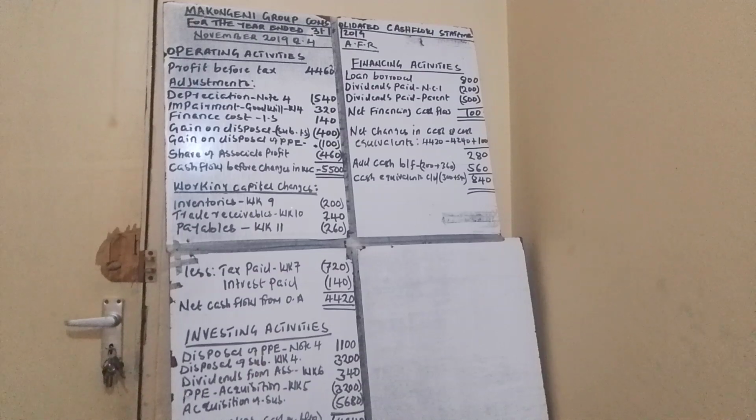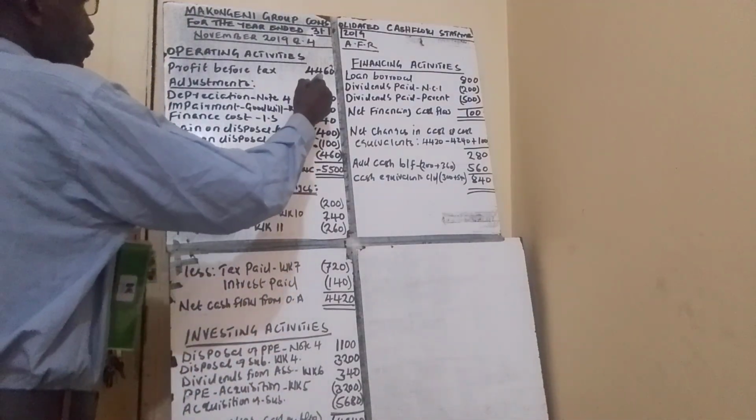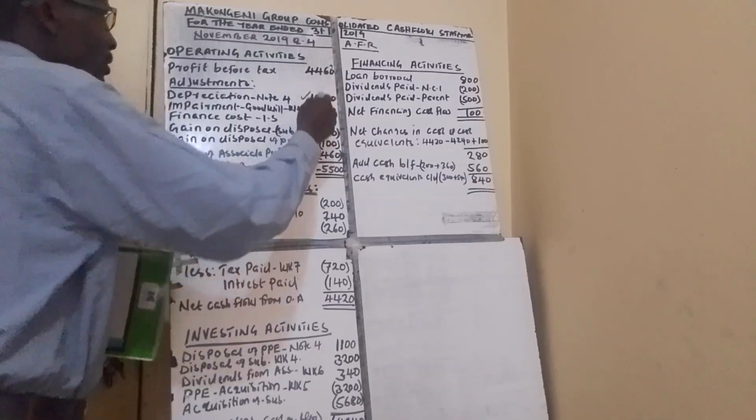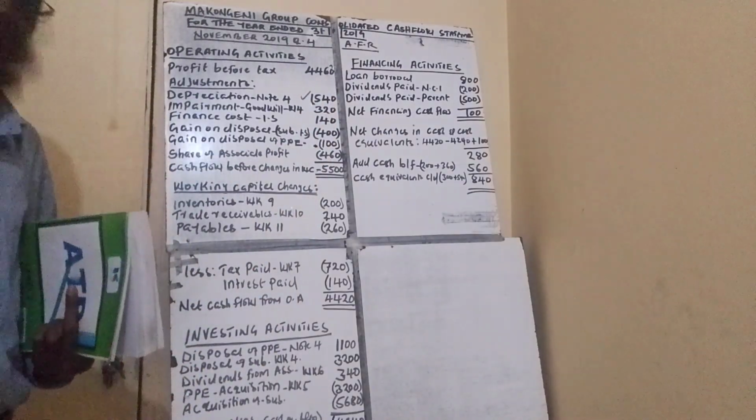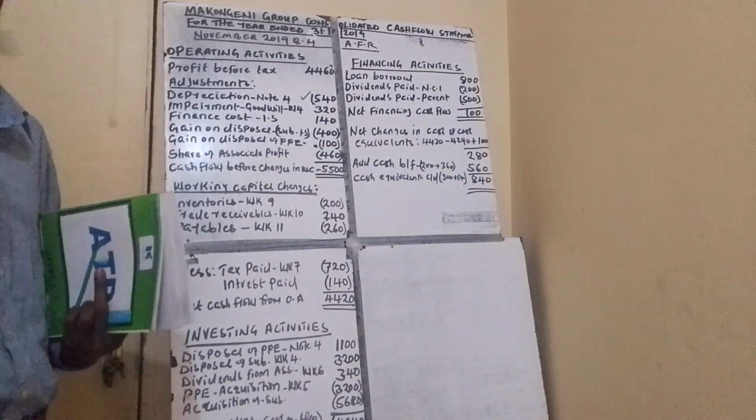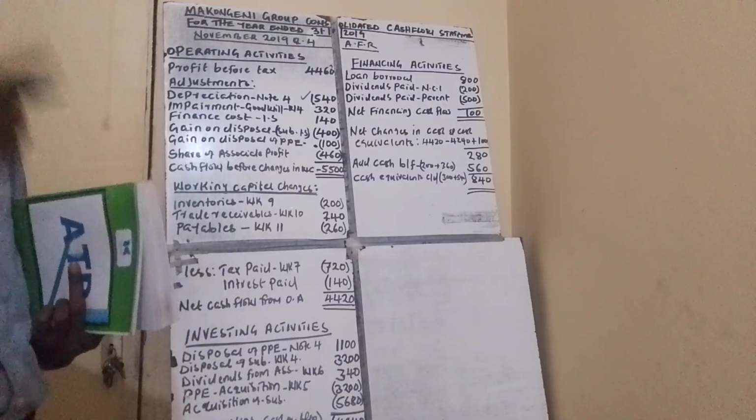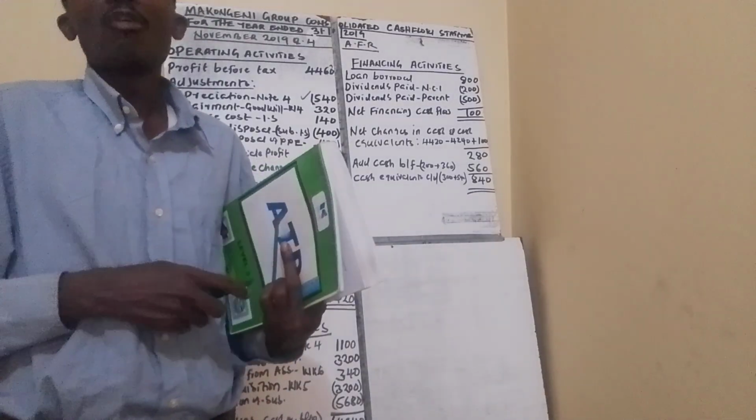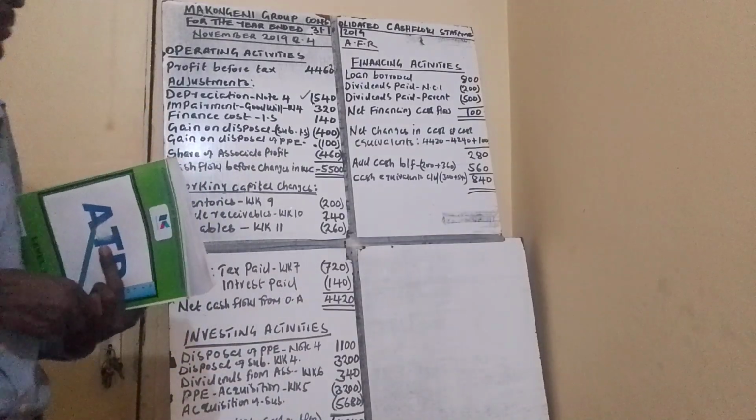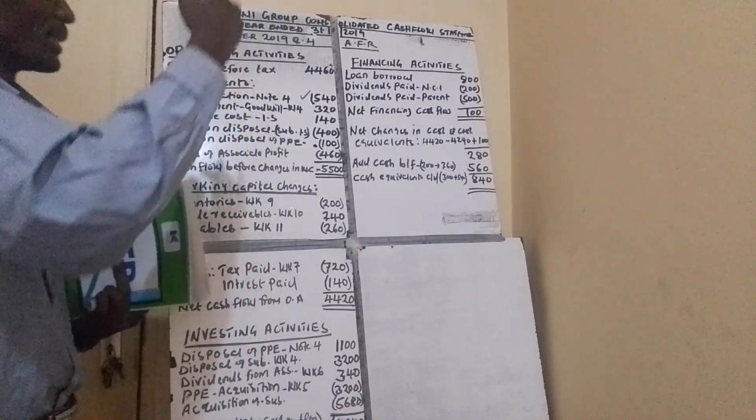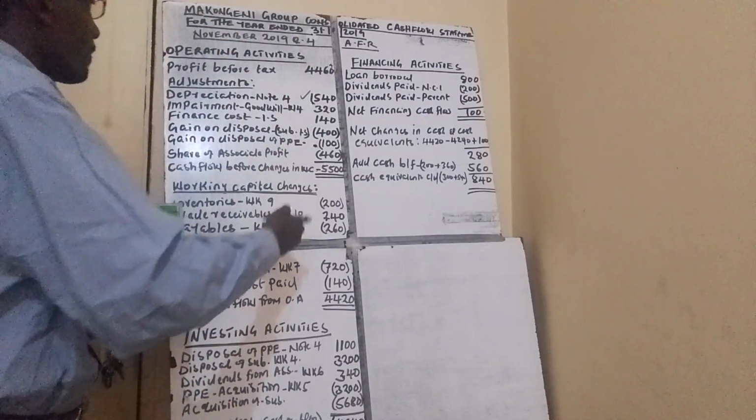So for that particular year, depreciation was 1540. So in arriving at the profit for that particular year, we deducted depreciation of 1540. But depreciation does not involve actual cash movement. Therefore, since it has been deducted, we add it back.